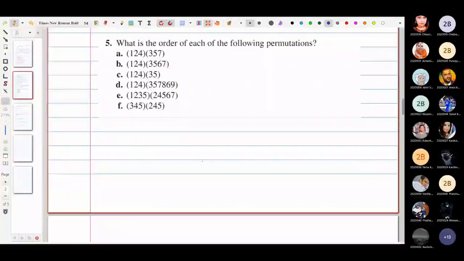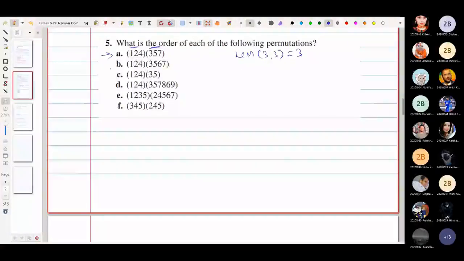What is the order of each of the following permutations? So we will be using the second result, what I just mentioned. For this, we need to first very carefully see whether the cycles are disjoint or not. So in the first case, (1 2 4) and (3 5 7). I think they are disjoint. There is nothing common. So the order of this is what? LCM. The order of this is 3 and this is 3. So LCM of 3 and 3 is going to be 3.